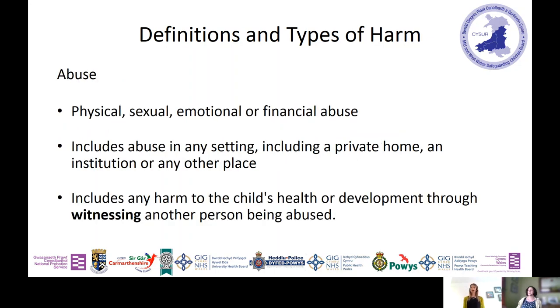So in terms of forms of abuse, there's physical, sexual, emotional or financial abuse. And these include abuse in any setting, including a private home, an institution or any other place, and includes any harm to the child's health or development through witnessing another person being abused. And I think the emphasis there is quite recognising that there is a big impact on witnessing someone else being abused as well.